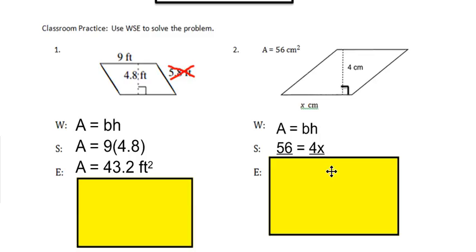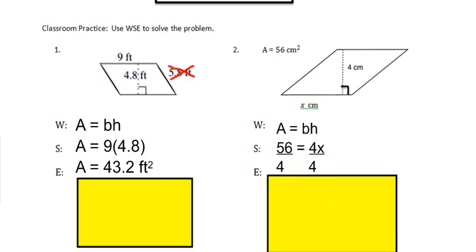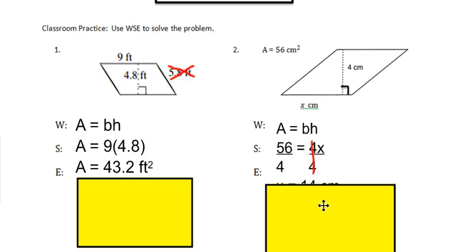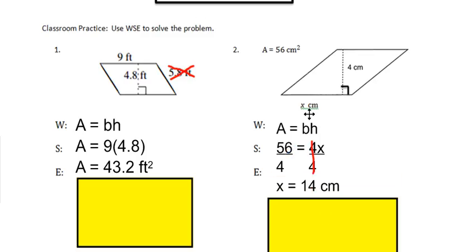So right now 4 and X are being multiplied, and the inverse operation of multiplication is division. So divide by 4, divide by 4. This cancels out right here. And 56 divided by 4, you should get 14. And for units, it would just be straightforward centimeters. And I got that from the figure above. So the answer for X is 14 centimeters.